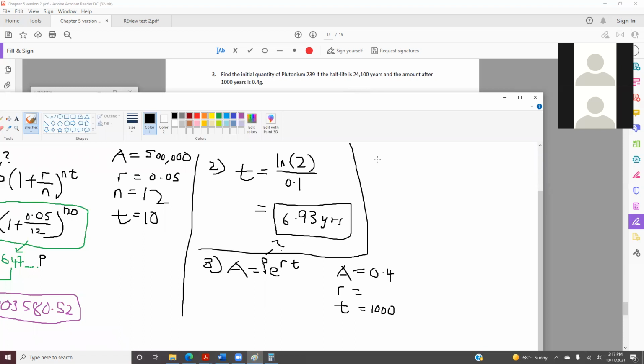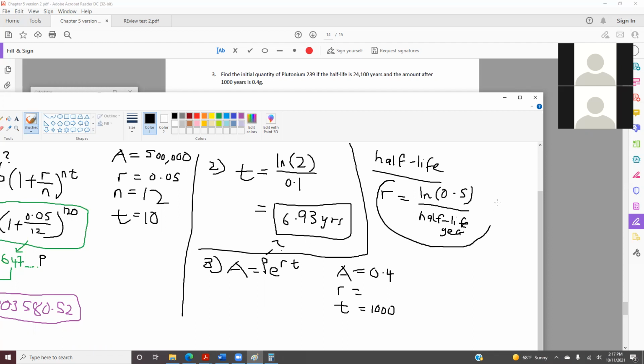This is very important. Every time you do a half-life, the formula to find the rate is always ln of 0.5 over the half-life years. This is fixed. This is just for half-life, not for compound interest or compounded monthly, all those things. This is just for half-life. So this is fixed. Please make sure you guys know this.